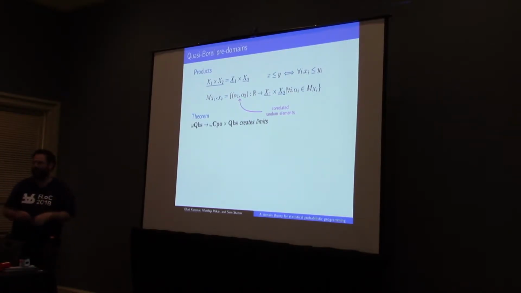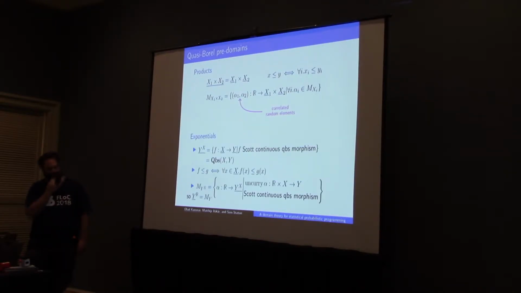In fact, more generally, if I have an omega QBS, I can forget the QBS structure and just get an omega CPO, or I can forget the order and just get a QBS. This forgetful functor creates limits, and because these two categories have all limits, omega QBS also has all limits. So if you think categorically, it's a very nice place to work in: you have products, you have refinement types, so you can impose invariants on your data structure.